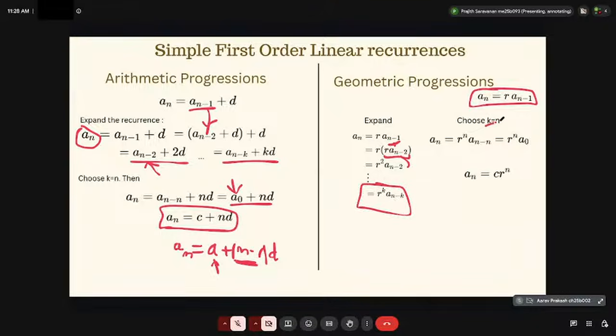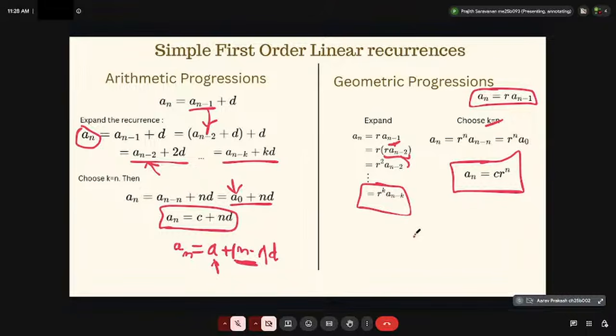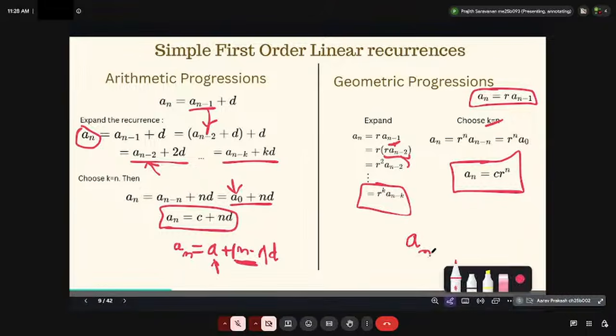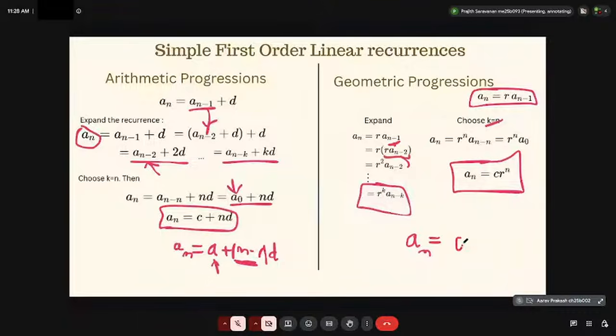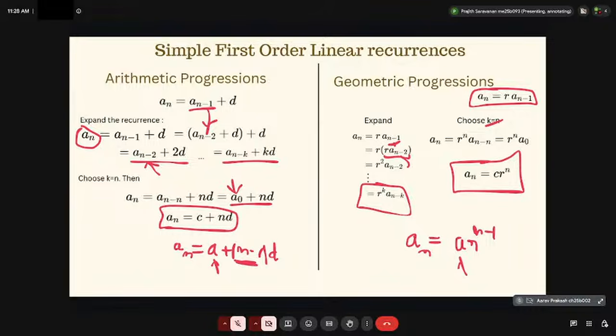So if we choose k to be n, we will get this term. You might have also learned this in school, that the nth term is a times r to the power n minus 1. Again, because a over here is going to be your first term, not the 0th term as we have written here. It's just a matter of convention. Any doubts?